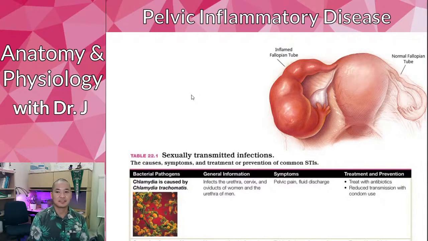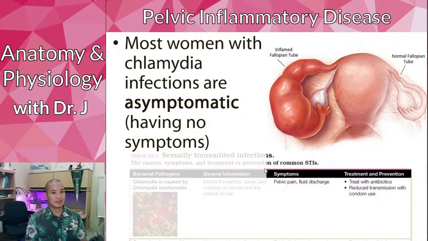What's the common cause of pelvic inflammatory disease? Well, bacterial infections, especially sexually transmitted infections. We have the infamous chlamydia, and in terms of where it can affect women, it can infect the urethra, cervix, and oviducts, so these tubes as well. But here's the catch: most women are asymptomatic if they have a chlamydia infection. That means they could have an inflamed fallopian tube infected with chlamydia but not have any symptoms.